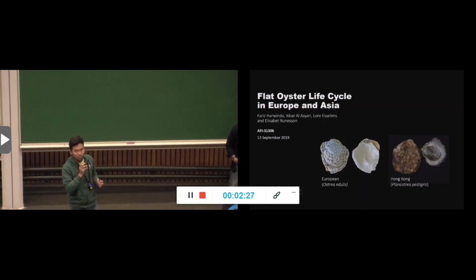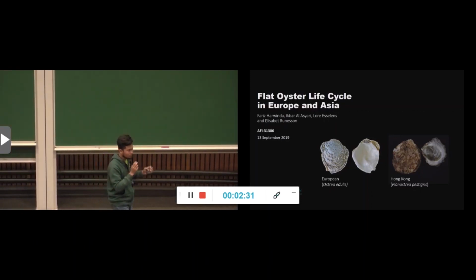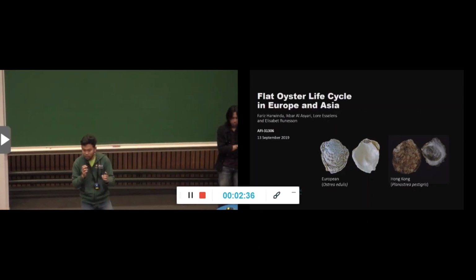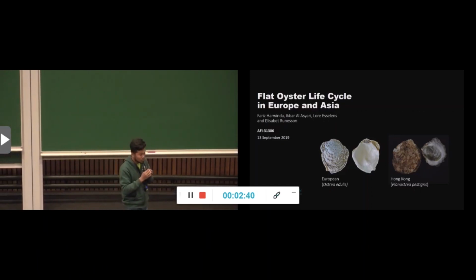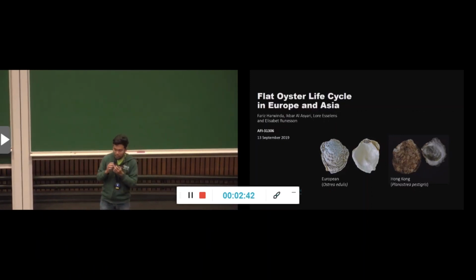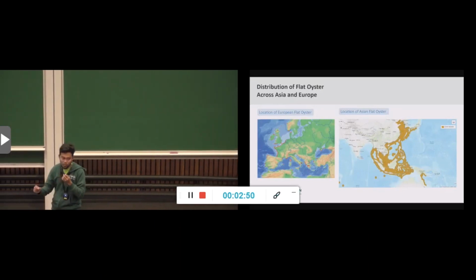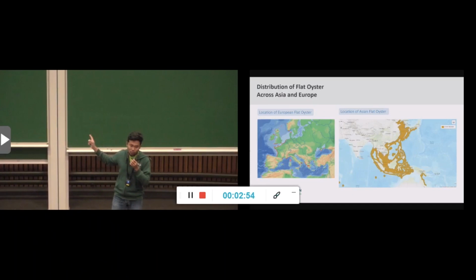This is oyster, I mean the flat oyster, a bivalve mollusk with a solid and rough shell. This species is abundant in the world. We can easily find it in Europe as well as in Asia. But we are here to compare the European oyster and the Asian oyster.